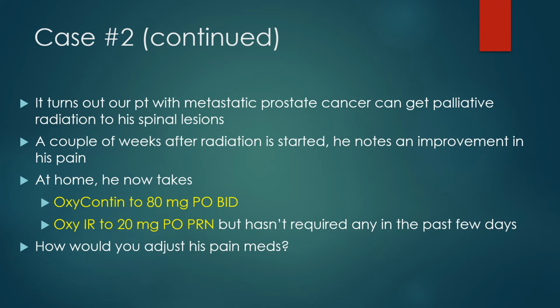It turns out our patient with metastatic prostate cancer can get palliative radiation to his spinal lesions. A couple of weeks after radiation is started, he notes an improvement in his pain. At home, he now takes OxyContin 80 milligrams PO BID and OxyIR 20 milligrams PO PRN, but hasn't required any in the past few days. How would you adjust his pain meds?